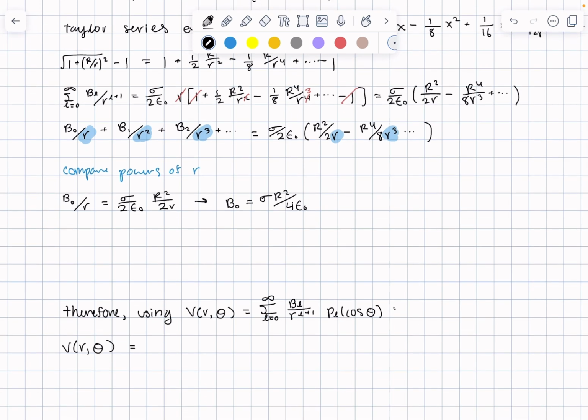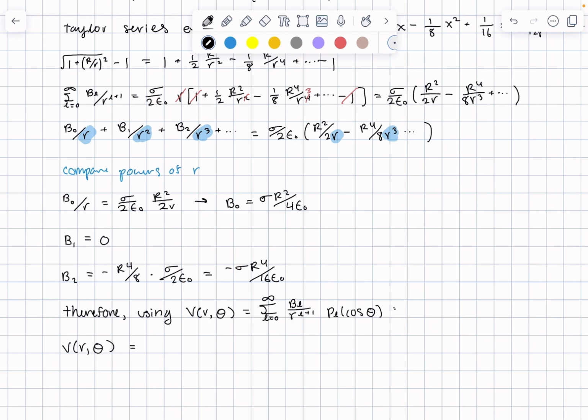So we can then see that B_1 has to be equal to 0 because we have no 1 over r squared term. And then B_2 will be equal to, looking here, negative big R to the 4 over 8 times our sigma over 2 epsilon naught. So that will get us negative sigma big R to the 4 over 16 epsilon naught.